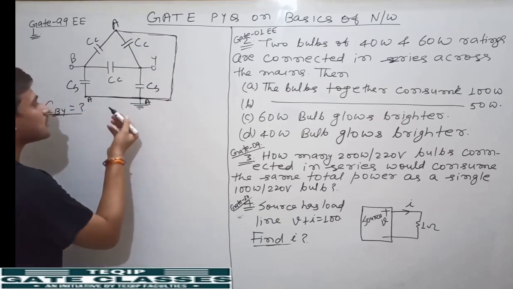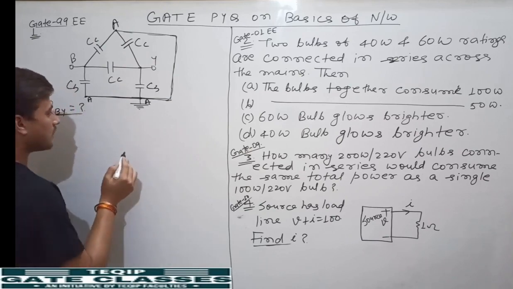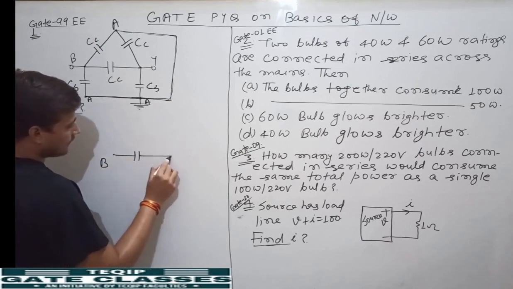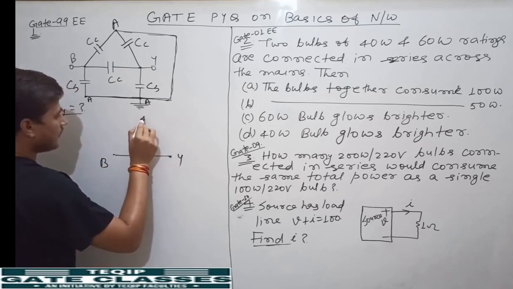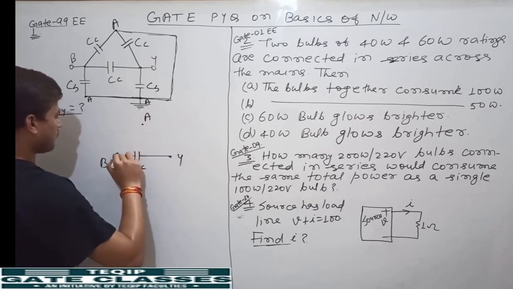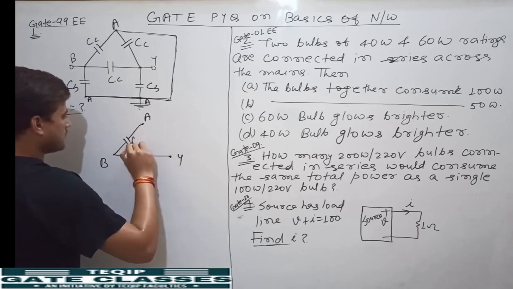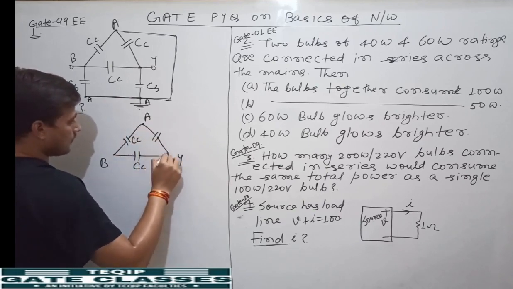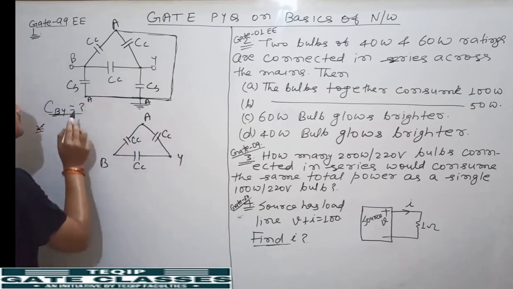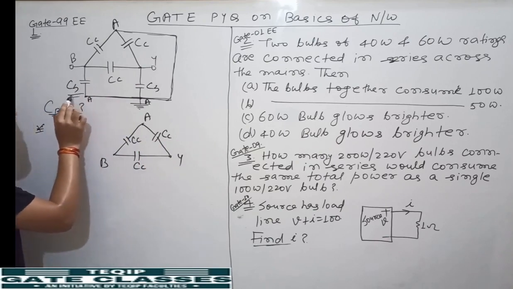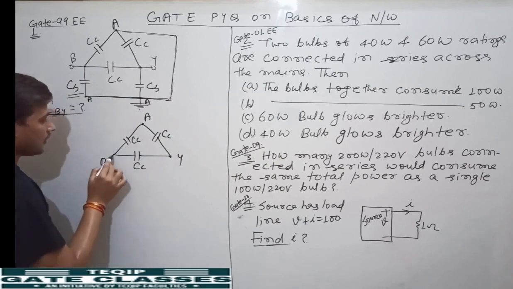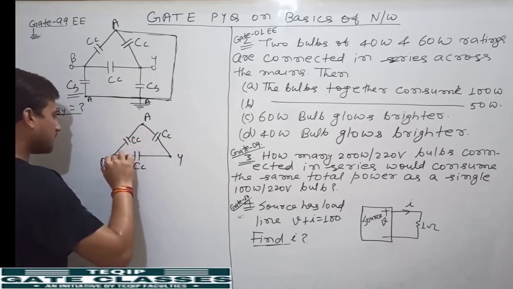So let us redraw the circuit. So when we redraw the circuit, this is B, this is Y, and this is A. So between B and Y, it is CC, again CC, again CC. Clear? Next, we are having two more capacitors. See, capacitance CS is connected between B and A. That means between B and A, there is another capacitor.